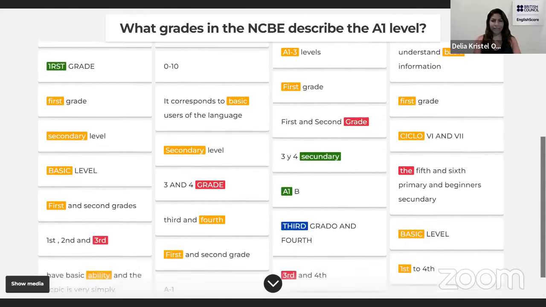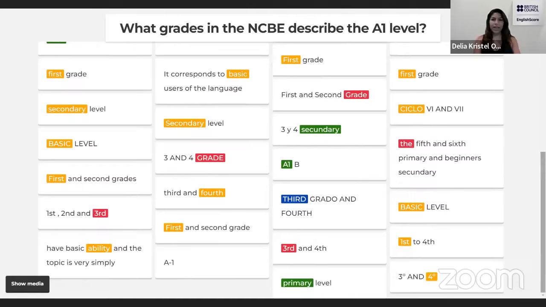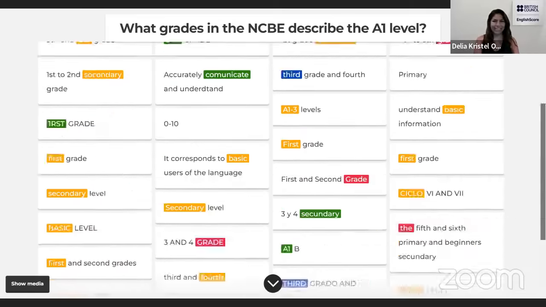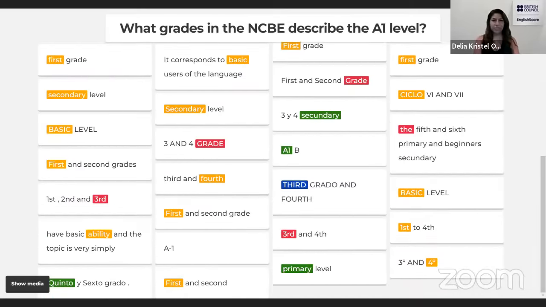So let's see if there are different levels. Oh, interesting. It says, but we have A1B. We have primary level, first, second. Yeah, okay. So that's nice. Okay, so are you ready for me to show you the right answer? You might be a little bit surprised, I guess.